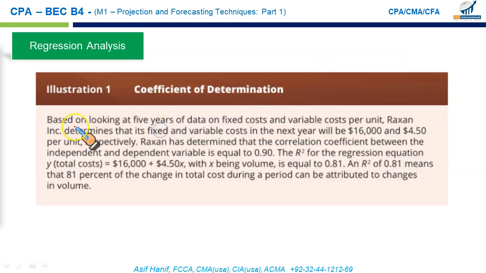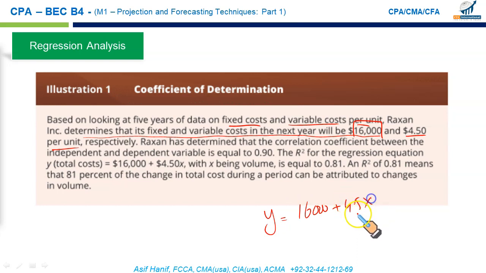Here is a good illustration. Based on looking at 5 years of data on fixed cost and variable cost per unit, Regression Incorporated determined that fixed and variable cost in the next year will be 16,000 and 4.5 per unit, which means the equation can be written this way. 16,000 is the fixed cost, like the y-intercept, and 4.5 times x, that's the variable part. That is basically y is equal to a plus bx.